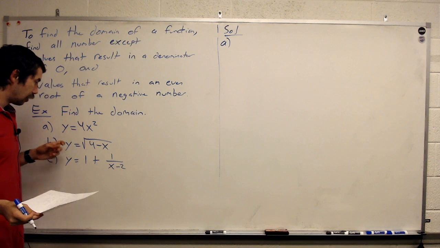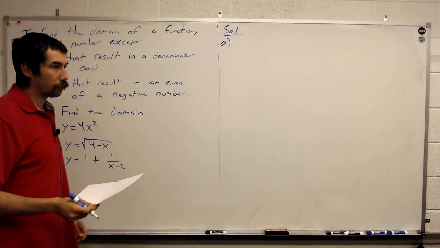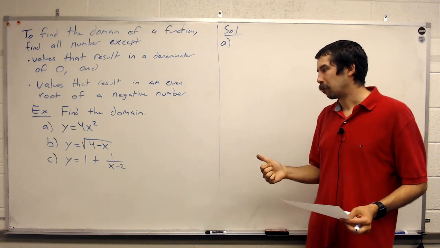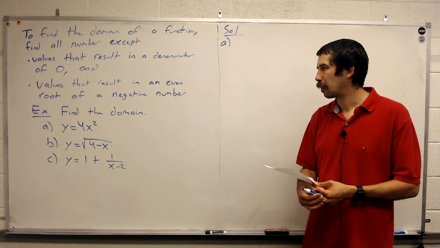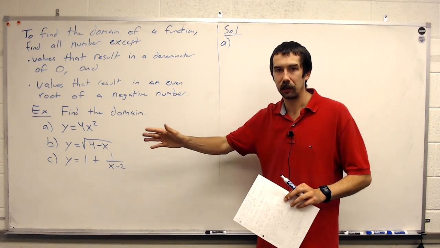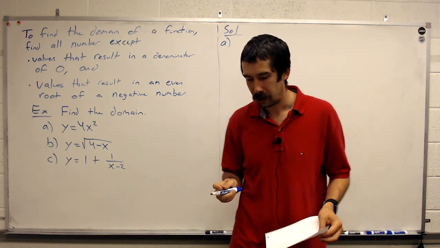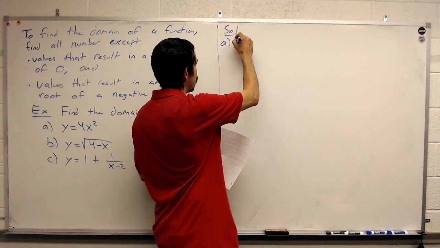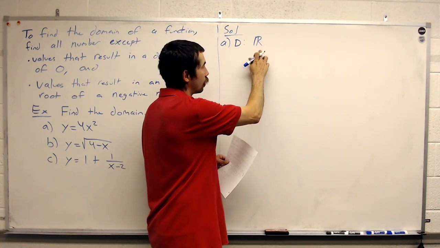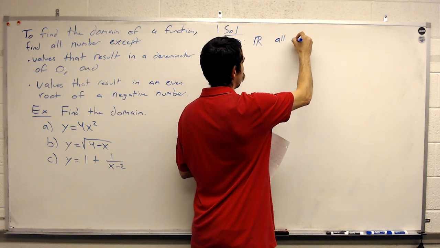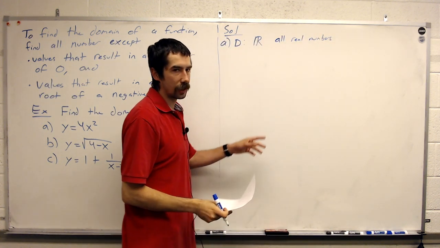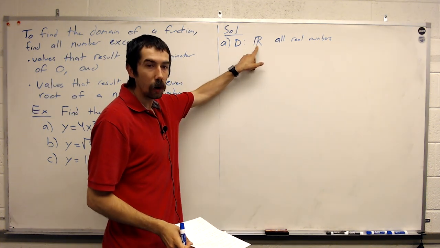So for A, our function is y equals 4x squared. We have to check, is it possible to divide by 0? Is it possible to take the square root of a negative number? There's no denominators here, and there's no square roots. So there's nothing to worry about. The domain, so we write D for our domain, is all real numbers. Okay, so this bold R means all real numbers.